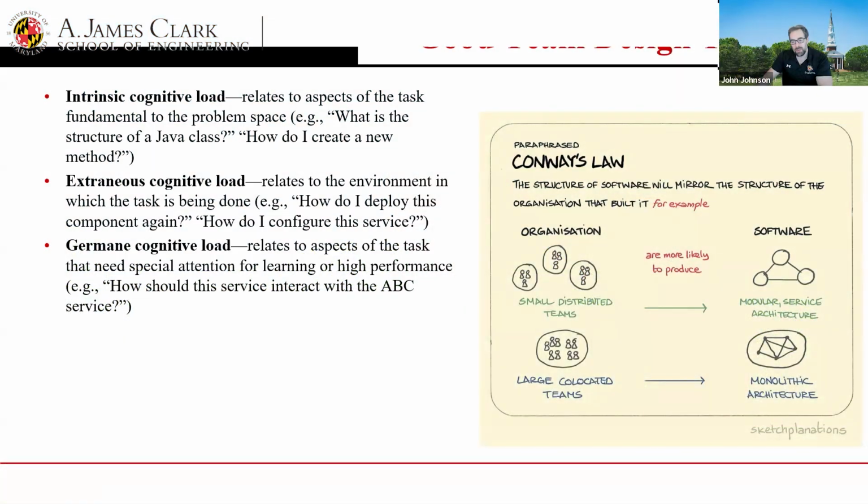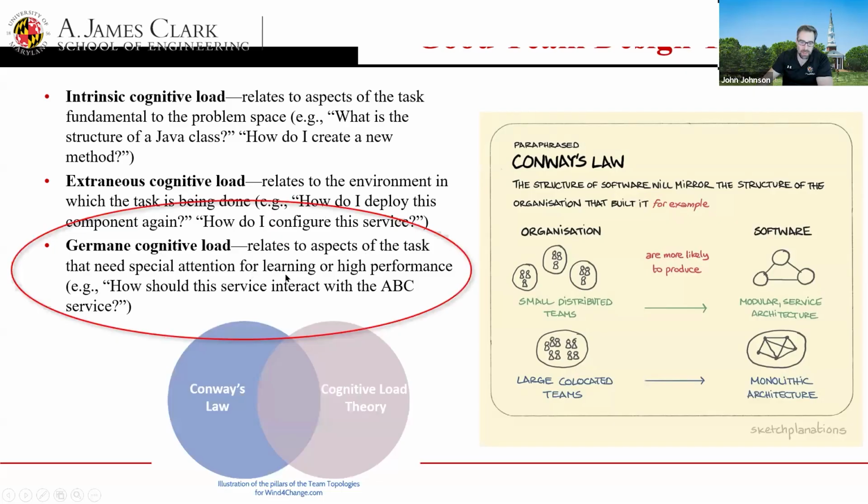which is where we want most of our teams to focus. And the thing is that the more tightly coupled our architecture is, the more we add extraneous load onto these teams. And the more restrictive our designs are, the more we add intrinsic cognitive load, but we really want to emphasize germane load. That's where we want all of our teams to focus. And the best way to do that is to have small distributed teams that aren't always interacting across the teams all the time.